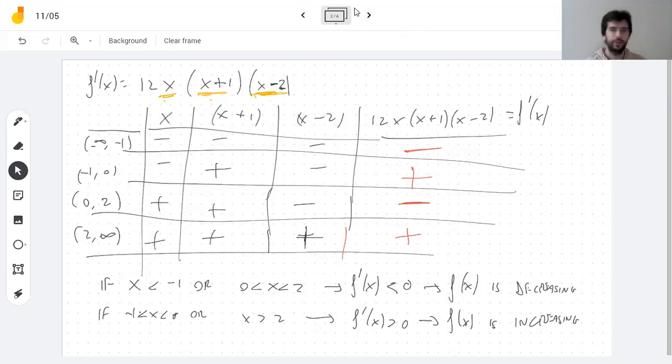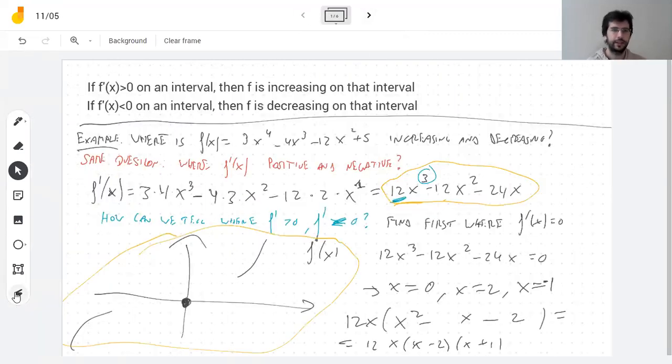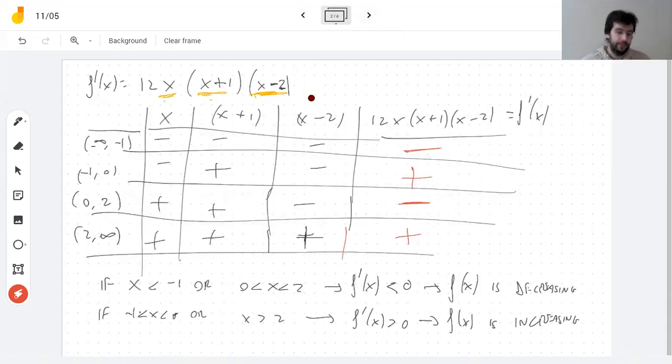Anyway, the moral of the story is that telling if a function is increasing or decreasing is the same thing as telling if another function is positive or negative. And in principle, that's not even a calculus problem anymore. That's a pre-calculus problem, which could be very hard. Honestly, the function is very hard.